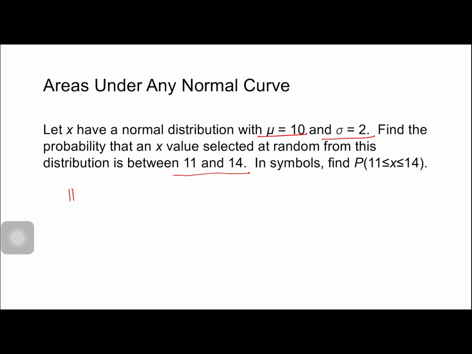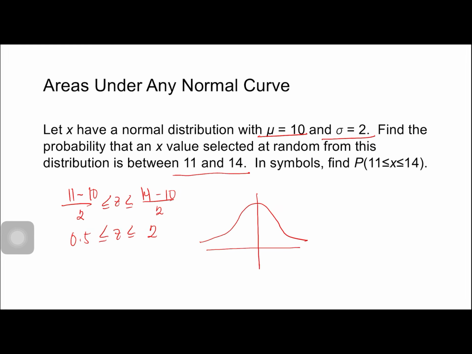Okay, so for this example, we have there the mean of 10, standard deviation of 2. Okay, we have raw scores of 11 and 14. Okay, so we have here 11 minus 10 divided by 2 is less than or equal to Z is less than or equal to, we have 14 minus 10 divided by 2. So this one, it gives us 0.5 is less than or equal to Z is less than or equal to 2. Okay, so let us draw the normal curve.